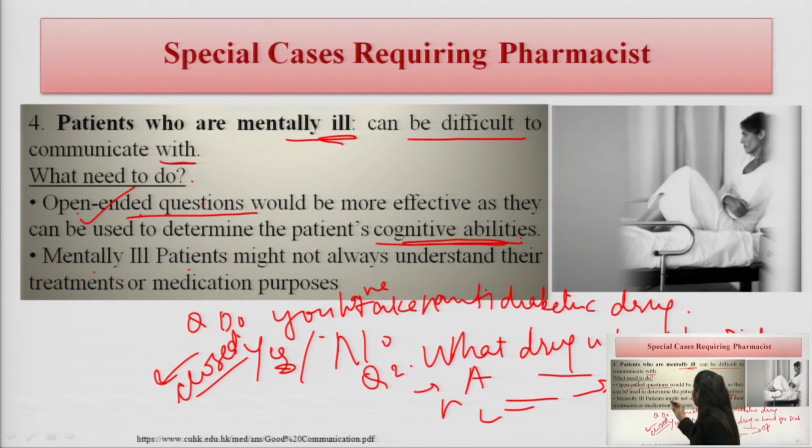Now, mentally ill patients might not always understand their treatments and medication purpose. That's why it is a keynote when dealing with mentally ill patients: try to tell their family members and caregivers also, so that they can support.